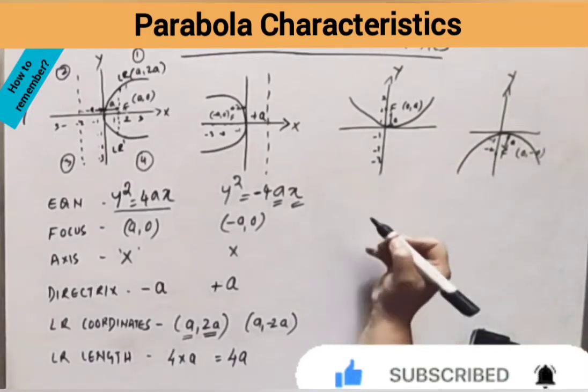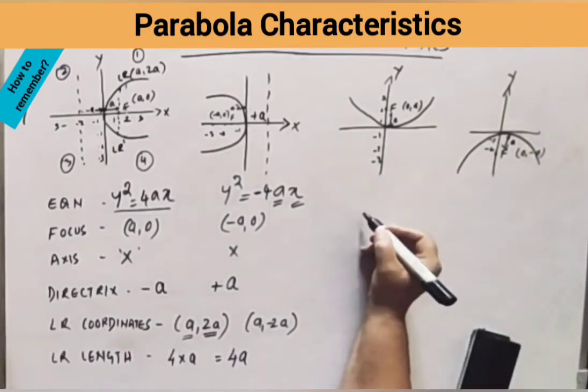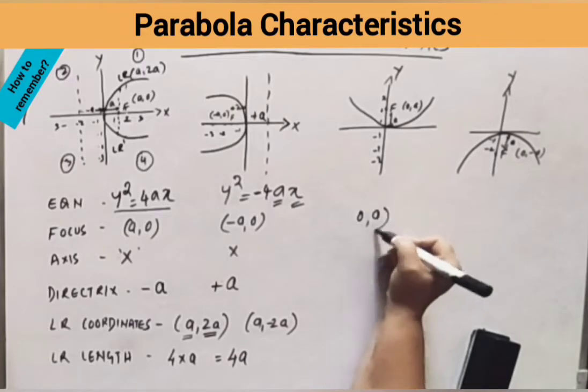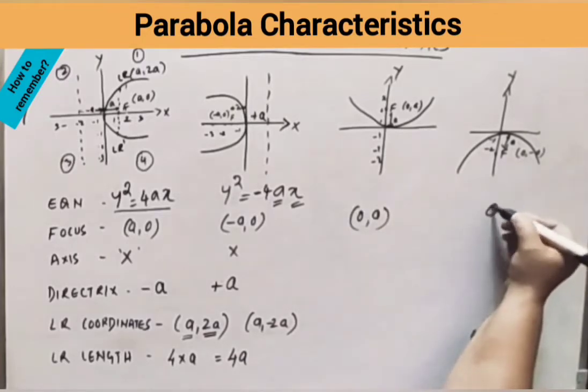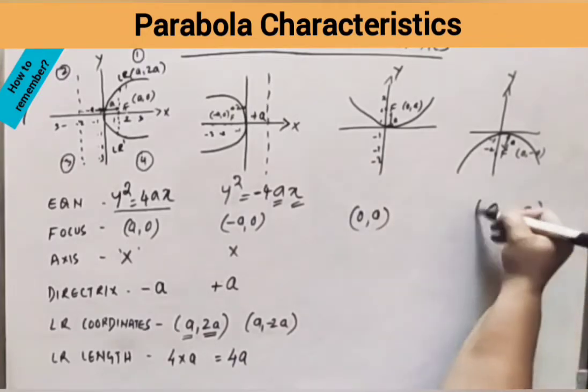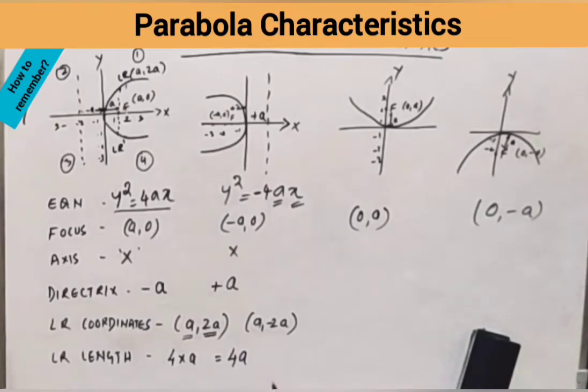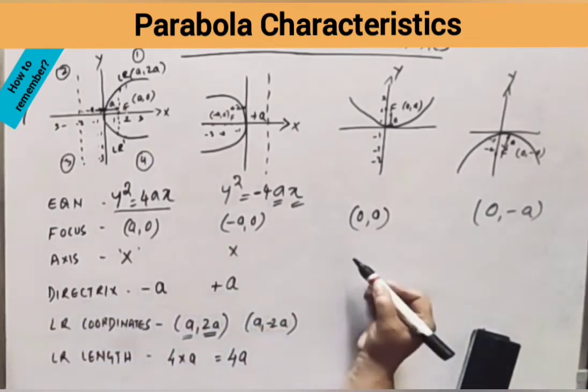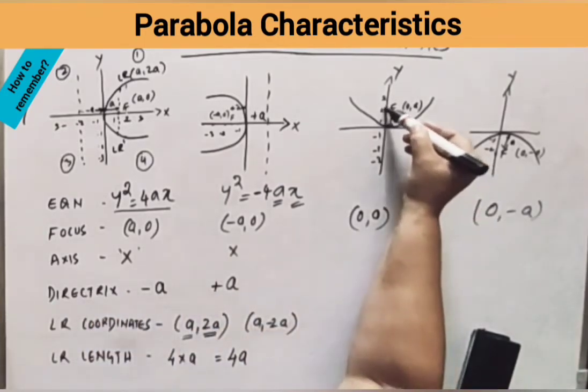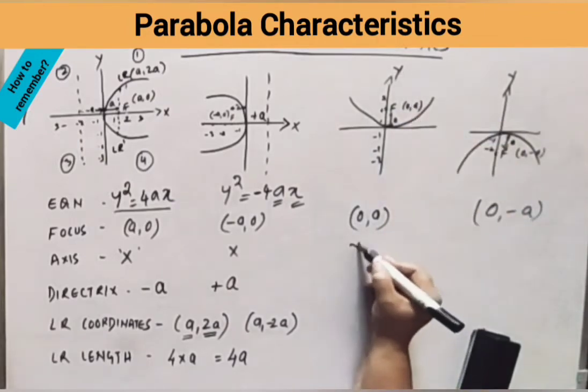Right? So, we have focus, which is, in this case, (0, a), and in this case it is (0, -a). Now, what's the axis? The axis would be, where is the focus lying on? Y-axis. So, it's simple. It's the y-axis.